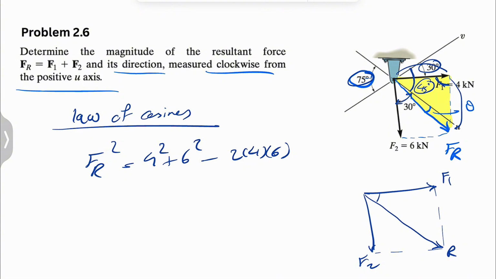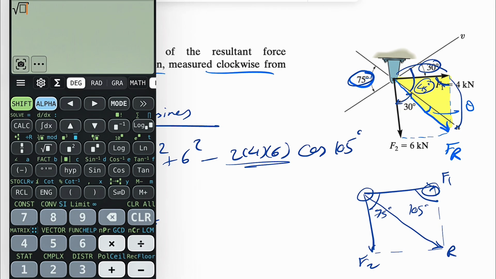So we know that these two angles are 75 degrees. And in a parallelogram, we know that these two angles have to make 180 degrees, which means this angle here would be 180 minus 75, or 105 degrees. And that's actually the angle that we are looking for in here. So it's going to be cosine of this angle, 105 degrees, and that's going to give us the Fr. Let's see what we get.